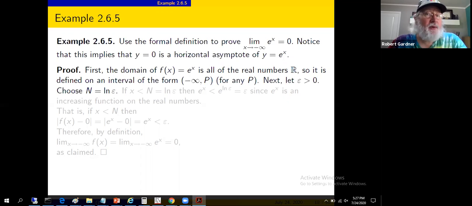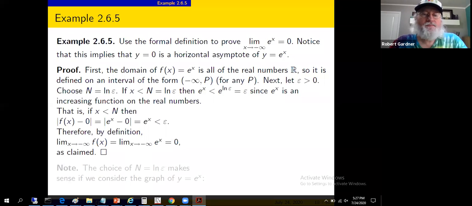All right, never mind why just yet. We'll look at a picture and explain why, but that's the logic. Epsilon is given to you, and then you choose an N based on that epsilon. I'm choosing N to be the natural log of epsilon. Let's see if it works. Then if x is less than capital N, which we've taken to be the natural log of epsilon, let's exponentiate both sides of this equation.